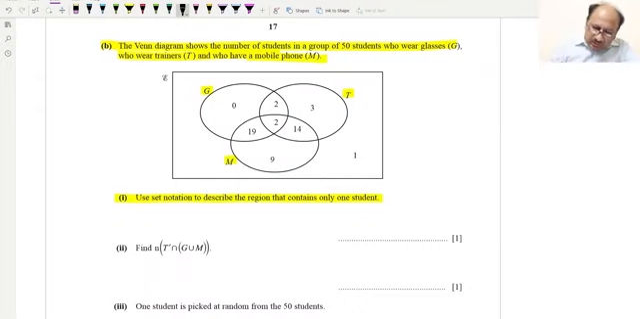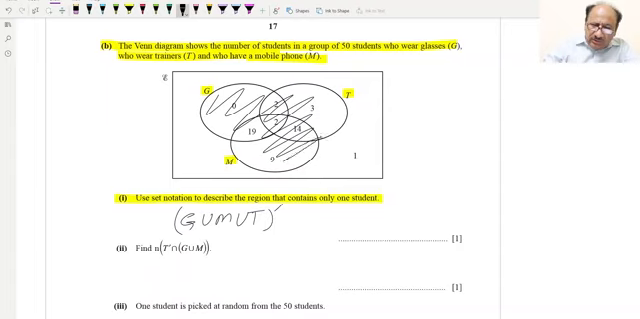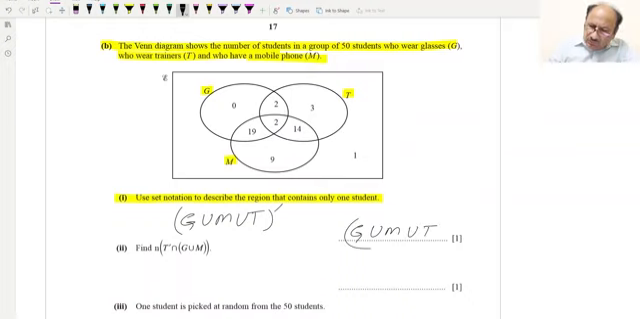Only one student, you can see this is outside, which is not included in any of the sets. So if we write G union M union T and take the complement of this, that will be excluding all these regions. So this will be our answer. We can write (G ∪ M ∪ T)', and this is for a 1 mark question.